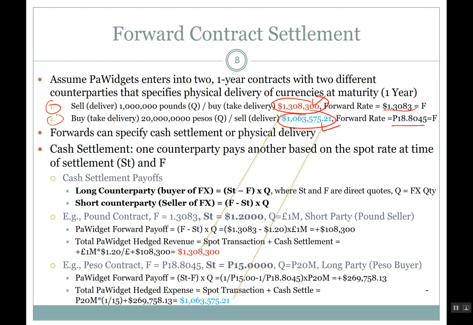You have a strict contract. I'm going to pay you 20 million pesos for the widgets, and then you have a contract from the bank that you will pay 18.8045 to buy the pesos. So your profit is locked in at 244. All right, it's a good way of thinking about it.